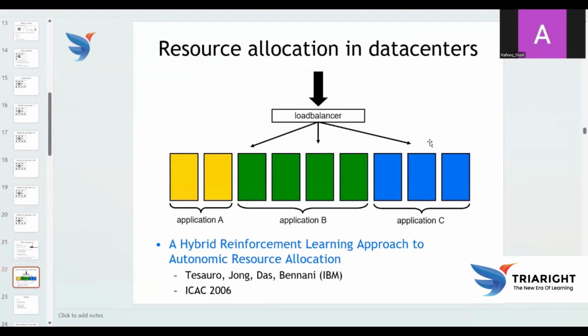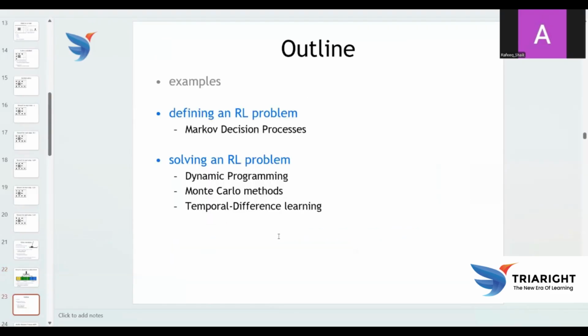So resource allocation in data centers, like a load balancer. Here we have application A, application B, application C. So a hybrid reinforcement learning approach to automatic resource allocation. Okay, so we can say Tesauro, Jong, Das, and Bennani, IBM, like that. Okay, so that covers the examples.